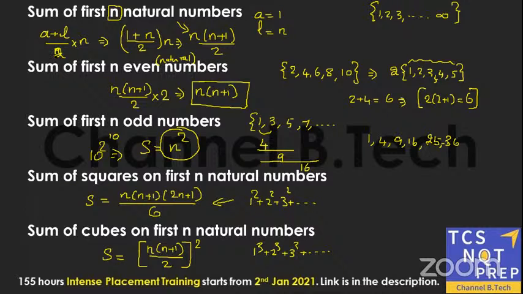So these are the formulas, guys. n into n plus 1 by 2 for the first n natural numbers, n into n plus 1 for the first n natural even numbers, n square for the first n odd numbers. For squares of the first n natural numbers, n into n plus 1 into 2n plus 1 by 6. And the sum of cubes of the first n natural numbers is the sum of n natural numbers to the power 2. Okay.